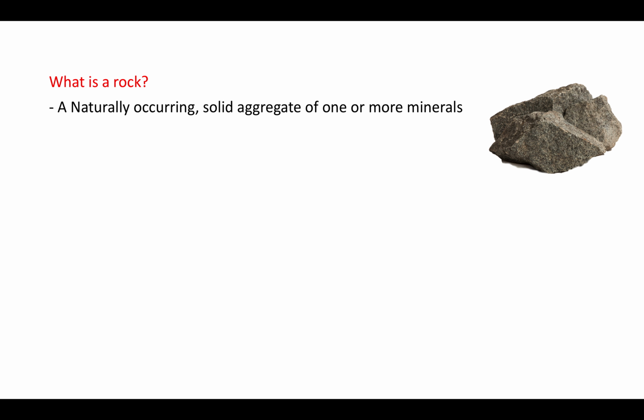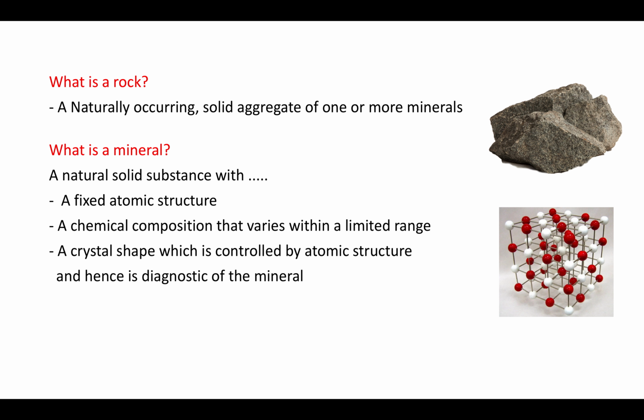So let's start with some basic definitions. These aren't generally that useful, but if you're revising for exams, it will be worth remembering these because they love to ask these kind of questions. So, what is a rock? A rock is a naturally occurring solid aggregate of one or more minerals, and a mineral is a natural solid substance with a fixed atomic structure, a chemical composition that varies within a limited range, and a crystal shape which is controlled by atomic structure and is hence diagnostic of the mineral.